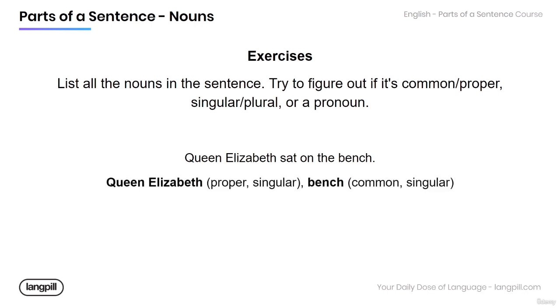Okay, and now that you're back, let's see what the answer is. Queen Elizabeth is a proper singular noun, right? Queen Elizabeth is unique. There's only one of her. So we capitalize these letters, Q and E. And then we have bench, which is a common singular noun.